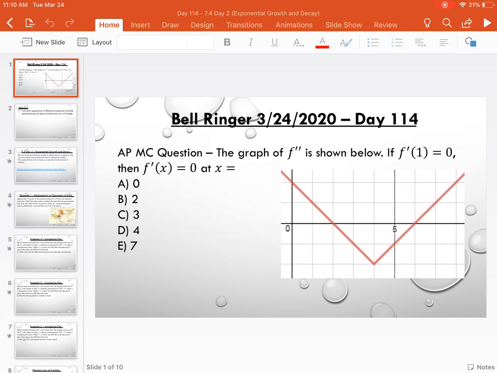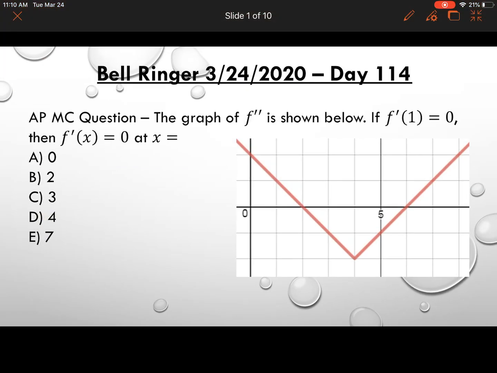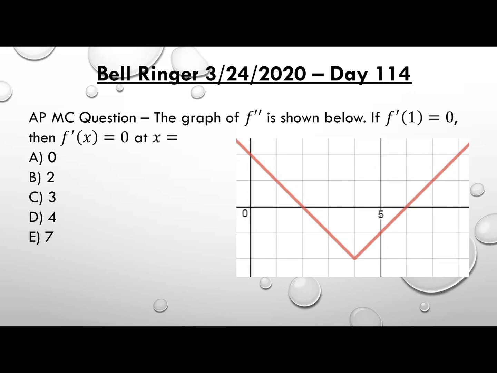So let's get to today's lesson. Start off with a bell ringer. A multiple choice question: the graph of f double prime is shown below. If f prime of 1 is equal to 0, then f prime of x is equal to 0 at x equals blank. Hopefully you try out this problem on your own first before watching this part of the video.